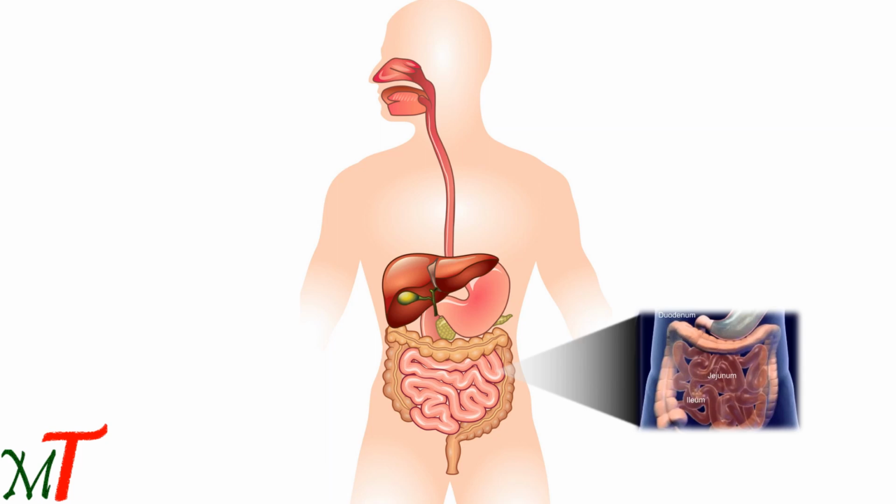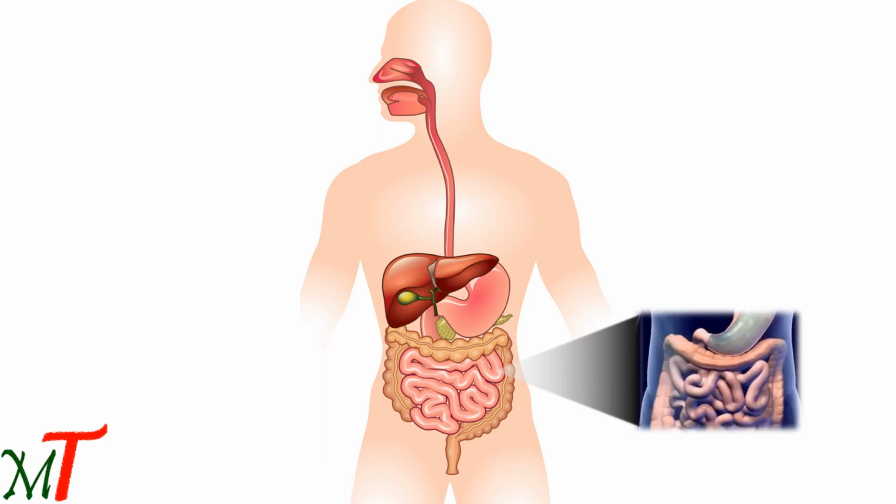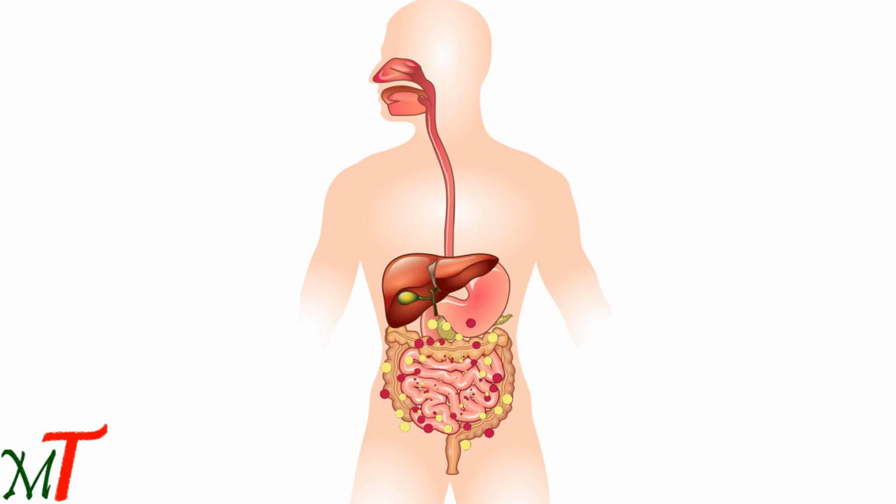The remaining undigested matter passes from the small intestine to the large intestine. The large intestine absorbs the water and keeps the waste in the end part of the large intestine. Next it is sent out through the anus. This process is called digestion.